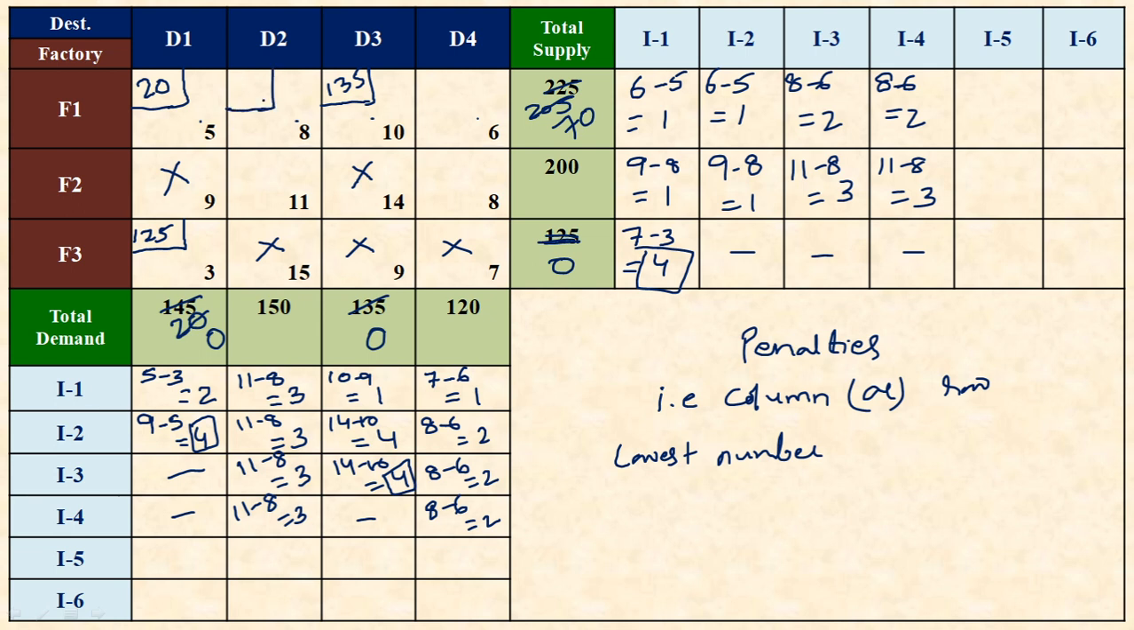So this is a combination of F1 and D2. F1 total is 70, but D2 total demand is 50. So we have to supply only 70 here. So 70 will become a 0 and 150 will become 80. And if you see that F1 total is 0, that means we may not consider this remaining cell for the next level of the calculation. So that means we are not reaching the feasible solution right now.